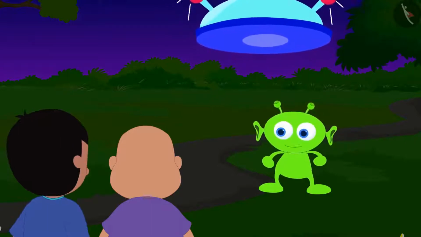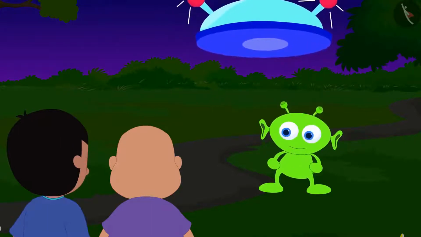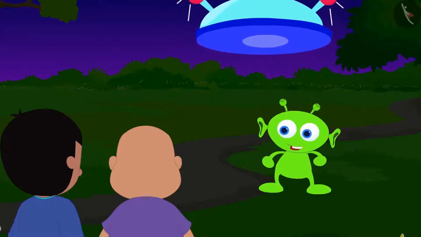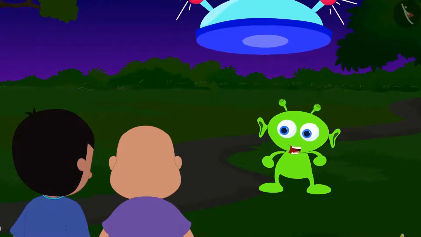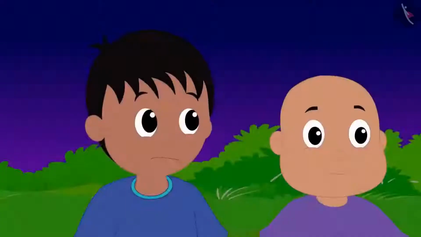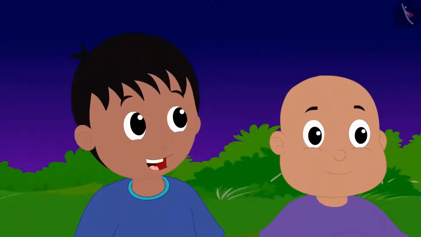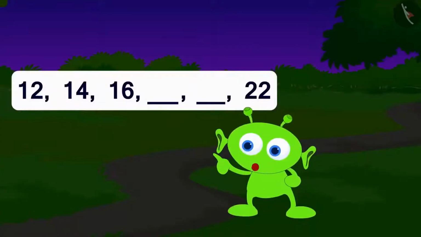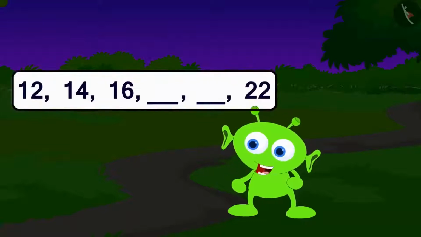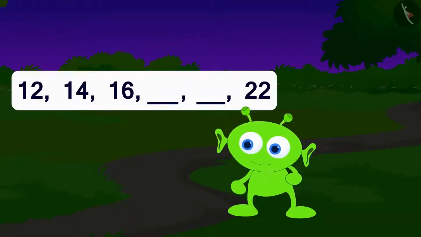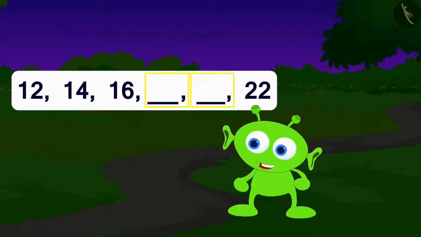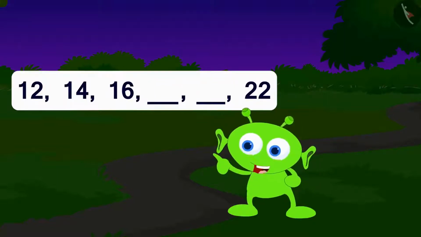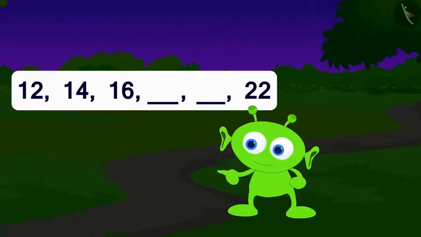But he has one condition. Raju and Bablu will have to solve 2 of his puzzles. Now Raju and Bablu accepted the condition of the alien. Look, even numbers. Hey, but there are some numbers missing here. Can you find these numbers? This is your first puzzle.